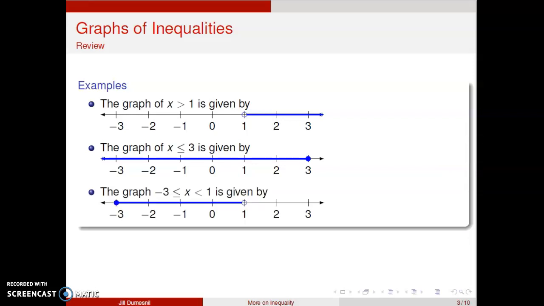The graph of the inequality -3 less than or equal to x less than 1 is given by shading all numbers on the number line between -3 and 1, including a solid circle at -3 and using an open circle at 1.